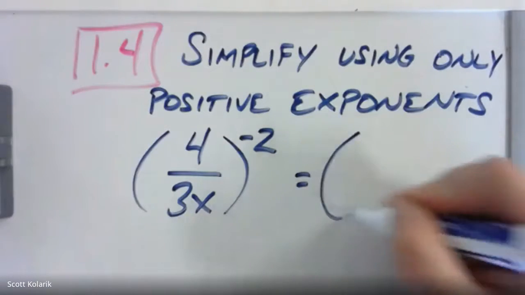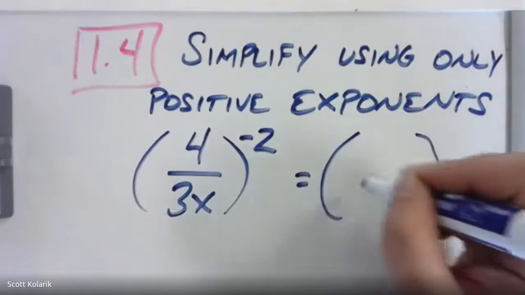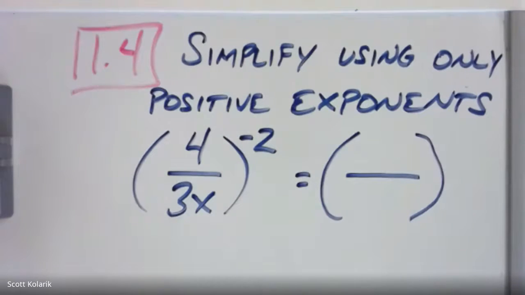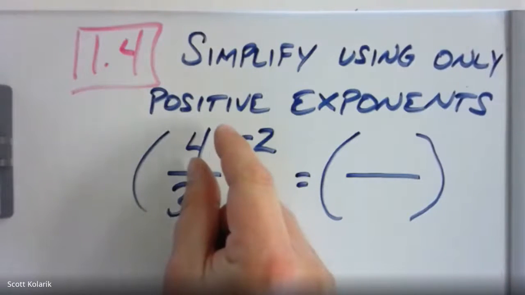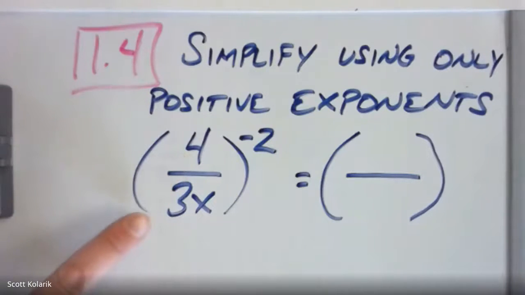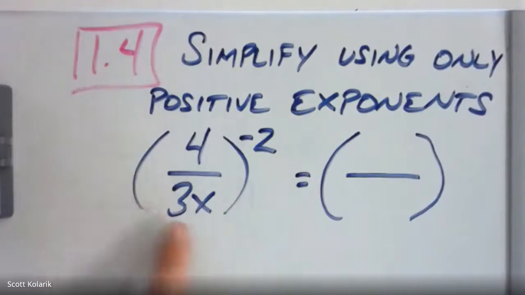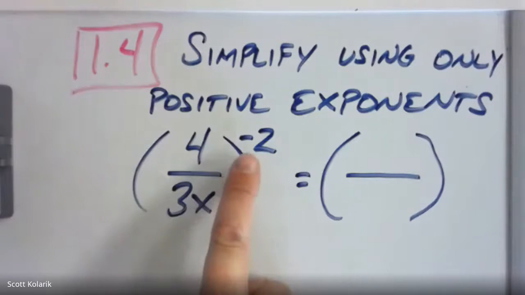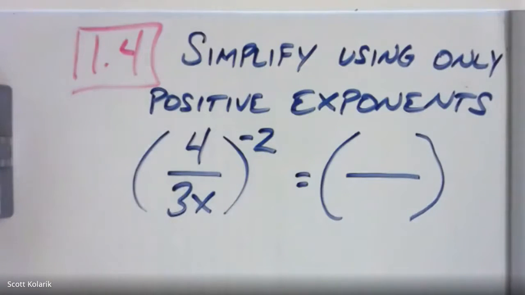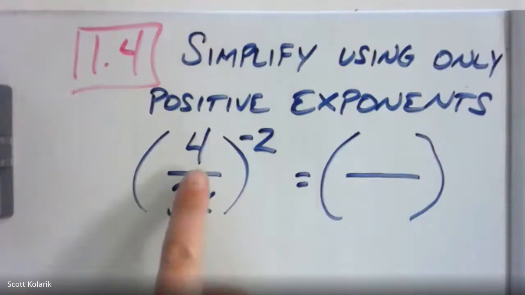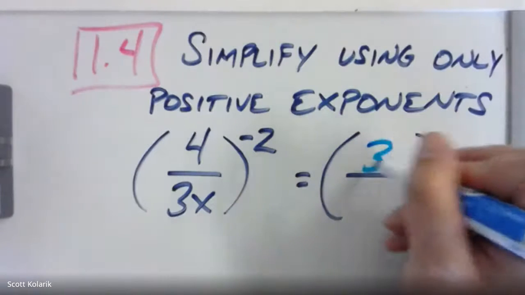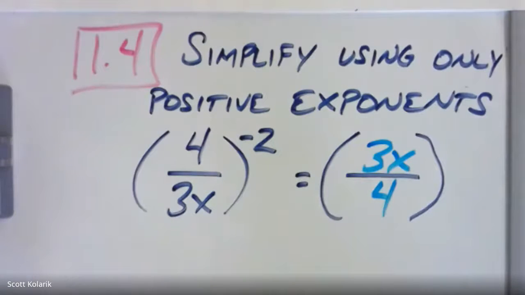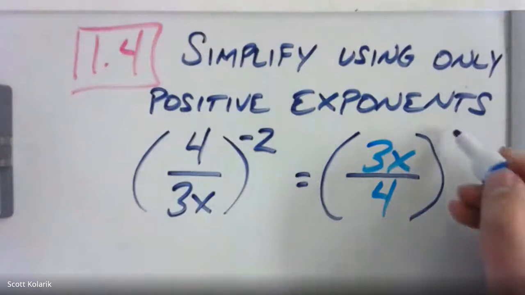And again, we're going to deal with the concept of taking a reciprocal. But the difference here is that I have a whole fraction raised to a negative exponent rather than just an element, a piece, like just the numerator or just the denominator. Since the whole fraction is raised to a negative exponent, the whole fraction is taken in its reciprocal. So 4 over 3x is going to become 3x over 4. And now that I've taken that reciprocal, that negative exponent becomes positive.